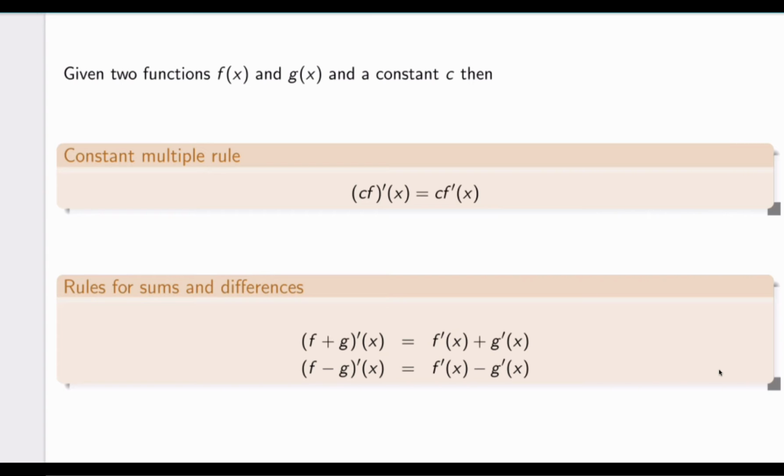Let's come to the first two rules, which I promised you were the simplest ones. The constant multiple rule is as follows. You have a function f, you multiply the function by a constant c, and then cf prime is c times f prime. So a constant factor can always be taken out of the derivative. Rules for sums and differences are exactly as you expect. For example, f plus g prime is f prime of x plus g prime of x. And for minus, f minus g prime is f prime of x minus g prime of x.